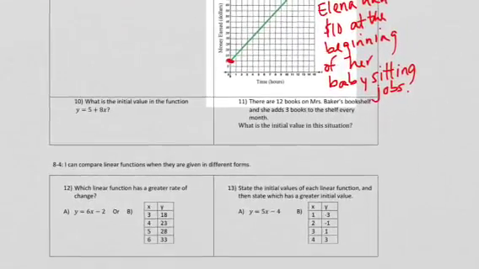Number 10, what is the initial value of this function? Remember, initial value is the constant. It does not have the variable with it. So the initial value is 5 in this one. It is not the 8. 8 is the rate of change.